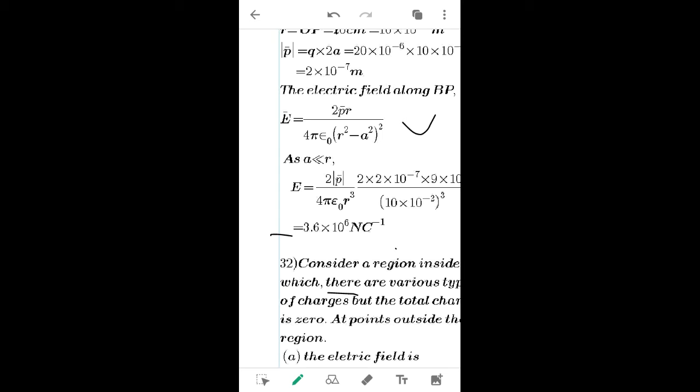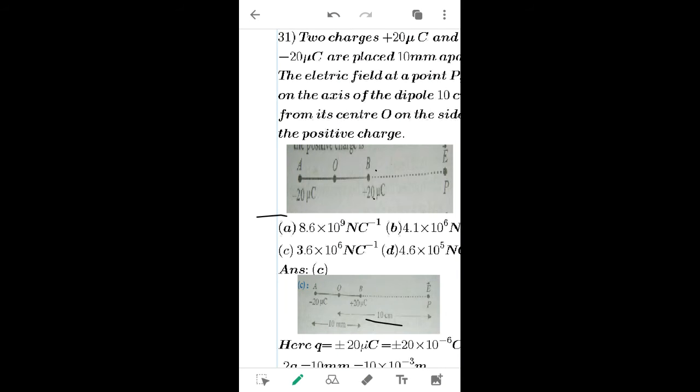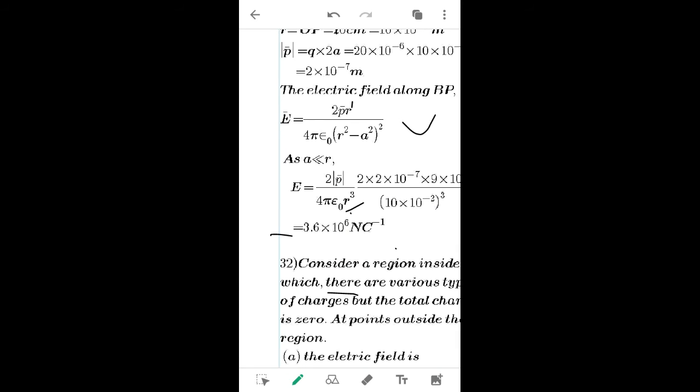we'll take only r. So on the numerator there is r, and in the denominator we get r raised to 4. So one r in the numerator and one in the denominator gets cancelled. So we get this equation 2p divided by 4 pi epsilon naught r cube. So substituting all those given values, what we get is 3.6 into 10 raised to 6 Newton per coulomb. Okay, and in the options, the C option is correct, right? So therefore we will go to the next question.